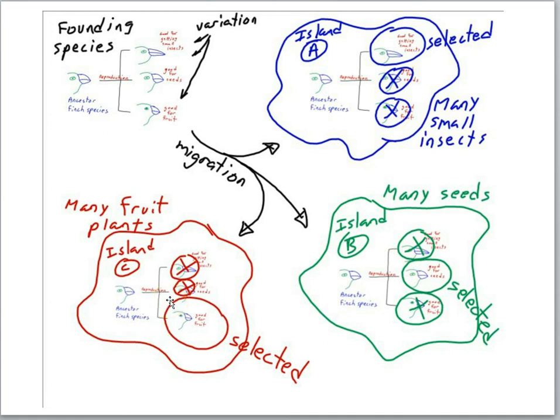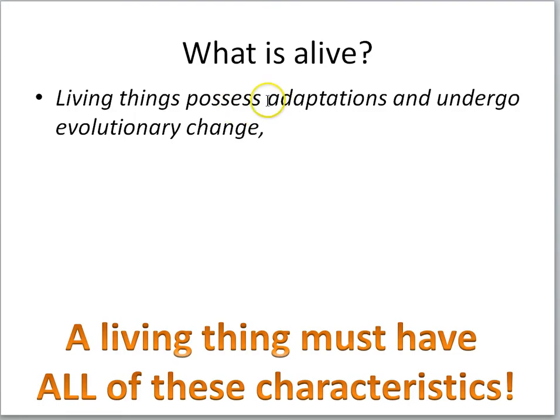He called this process natural selection, and it explained both how species become better adapted to their environments and how one founding species can evolve into multiple species when they get separated into different environments. So that's what we mean by possessing adaptations, the parts with purpose, and evolutionary change, how species can change over time as they interact with their environment.